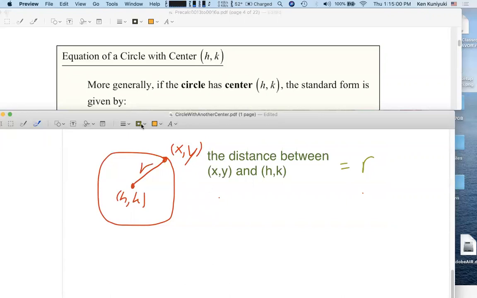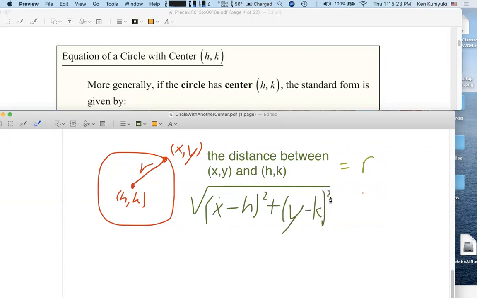Well, what is the distance between x, y, and h, k? That's given by the distance formula. The square root of x minus h all squared plus the quantity y minus k, the difference in the y coordinates, all squared. Make sure this all goes into the radical. We need that to equal r.